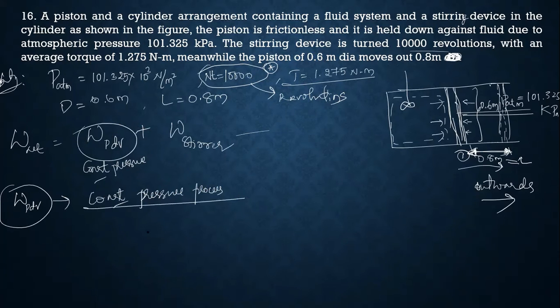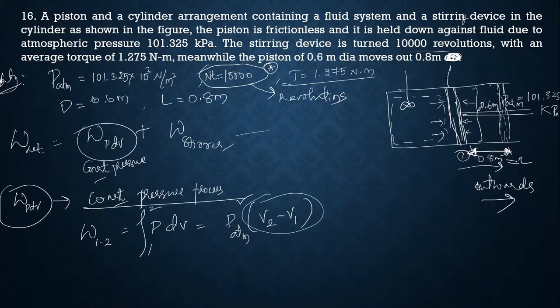For constant pressure, work is given by W1-2 = integral from 1 to 2 of P dV, or P into (V2 minus V1). P is atmospheric pressure, which is given. What is this V2 minus V1? In terms of volume, this is the volume swept from the first state to the second state. Therefore, this is nothing but the swept volume.